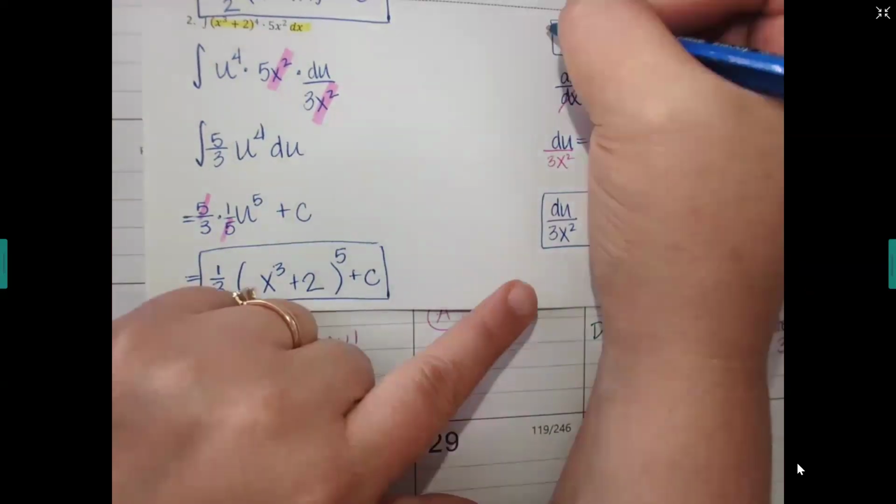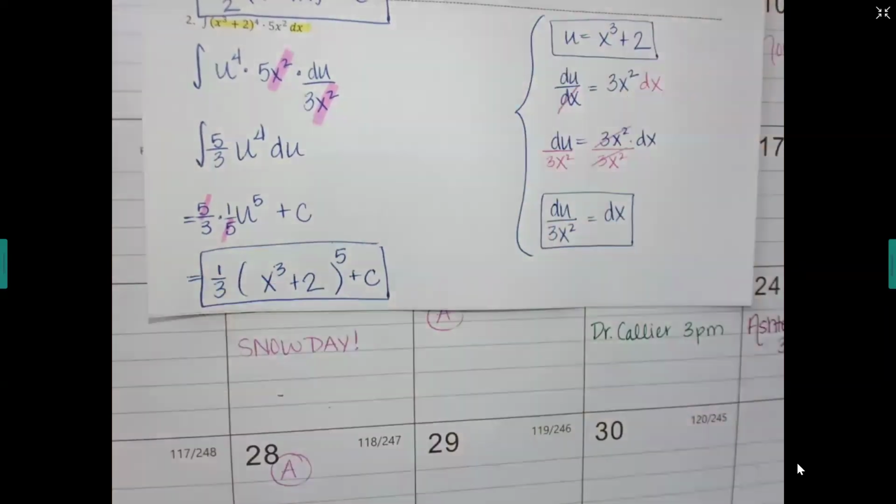Make sense? Okay, turn the page. Next one, I want you to try to pick what you think your u should be. Okay, so give it a sec. Or actually, let's do 4 first. We'll come back to 3.